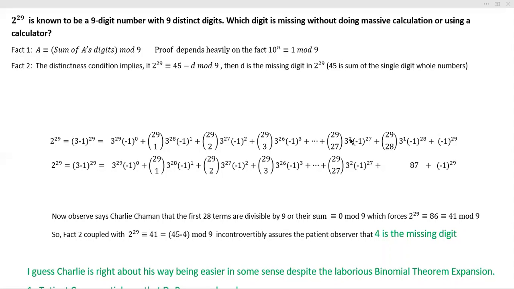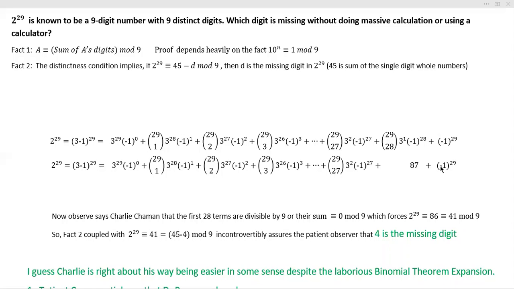That's 28 terms. All 28 of those terms in the 30-term expansion are divisible by 9, okay? In other words, another way of putting that is the sum of those first 28 terms is congruent to 0 modulo 9. Now that's huge. I mean, that is huge. Now what's left over here that's not divisible by 9? Well, it's 87 minus 1, it turns out, which is 86.